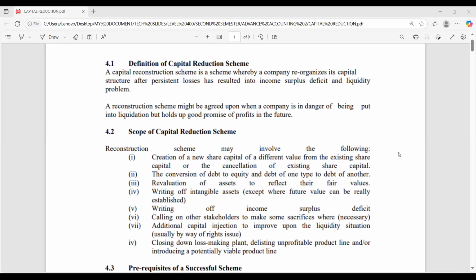So it says that a capital reconstruction scheme is a scheme whereby a company reorganizes its capital structure after persistent losses has resulted into income surplus deficits and liquidity problems. A reconstruction scheme might be agreed upon when a company is in danger of being put into liquidation but holds up good promise of profits in the future. So the company would like to reorganize their capital when they realize that the projections they are putting in would end up giving them profit.